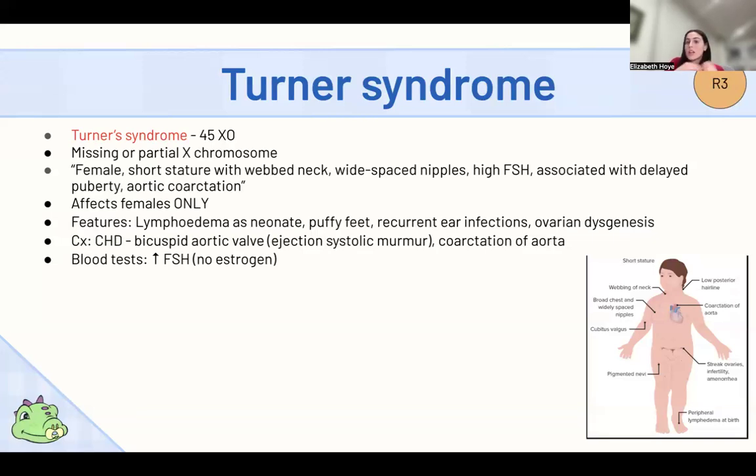Blood tests would show an increased FSH and little to no estrogen. Some features you might notice as a doctor or on exam: lymphedema in a neonate, recurrent ear infections, and also ovarian dysgenesis, which is associated with the delayed puberty. Some exam questions, or some actual patients in real life, might present around the age where you might expect the onset of puberty, and then you could find this as a diagnosis.